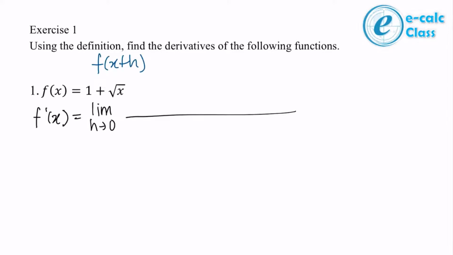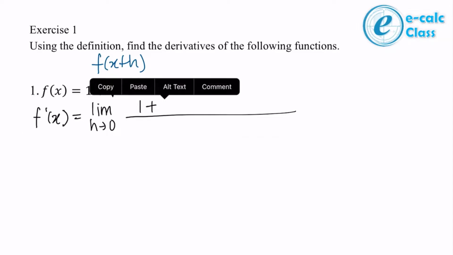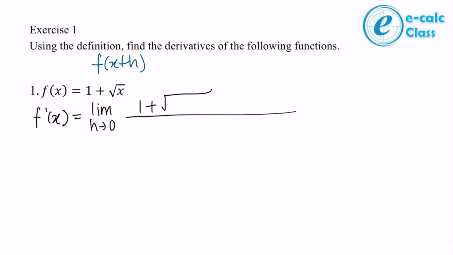So now instead of x, you replace all your x with x plus h. So it will just be 1 plus the square root of x plus h, right? Do not confuse yourself, you better put a bracket. Then minus, you need to minus f of x, right? Minus f of x. Then f of x, you just copy. Again, you better put a bracket in case you confuse yourself.